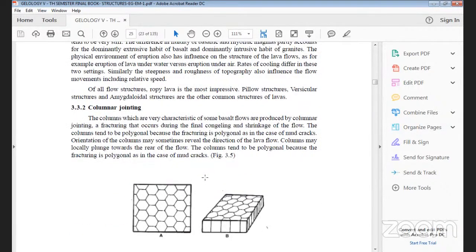And one more structure is columnar jointing. The columns, which are very characteristic of some basalt flows, are produced by columnar joints and fractures. The columns tend to be polygonal because the fracturing is polygonal, as in the case of mud cracks. The orientation of each column may sometimes reveal the direction of a lava flow, and columns may locally plunge towards the rear of the flow.